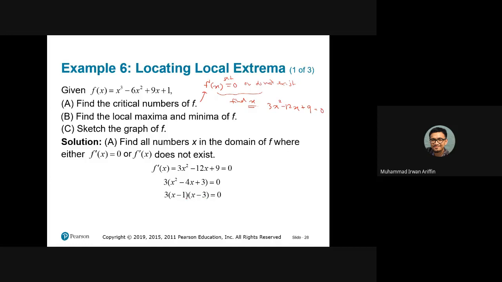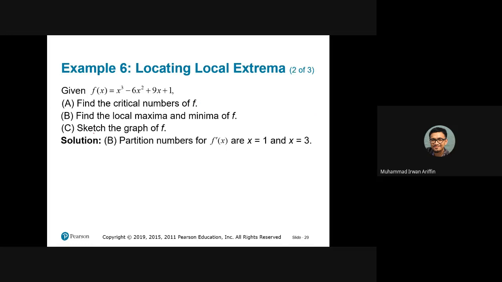So for f prime of x that we have set equal to 0, there are two values: x equals 1 and x equals 3. f prime of x exists for all x, so the critical numbers are 1 and 3. For part B, the partition numbers.